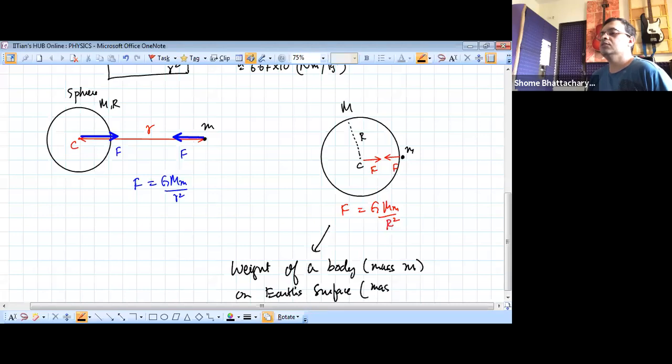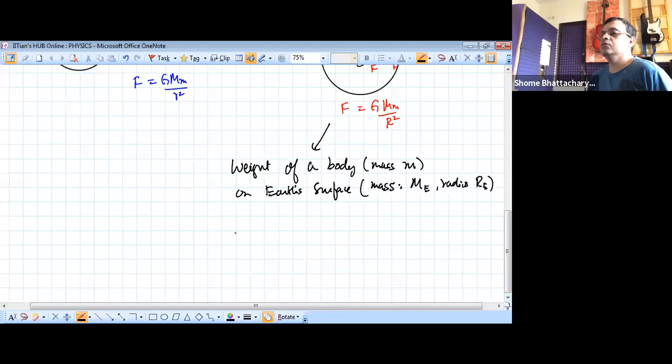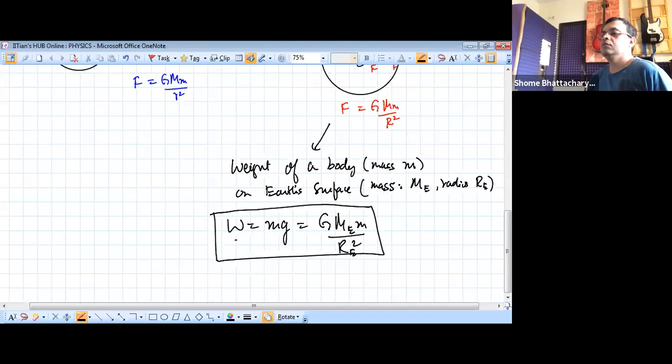So take mass of the Earth as, let's say, ME, and radius of the Earth as RE. So what we commonly know as M into acceleration due to gravity is actually G into product of mass of Earth and mass of the body divided by radius of the Earth square. This is what we call the weight. And therefore, the acceleration due to gravity on the Earth's surface is in fact given by this formula.